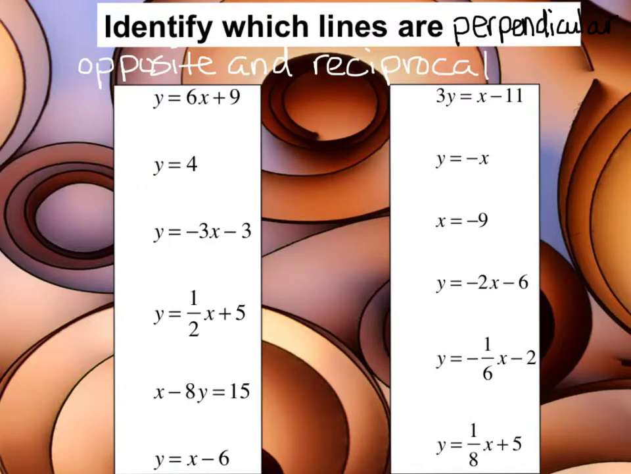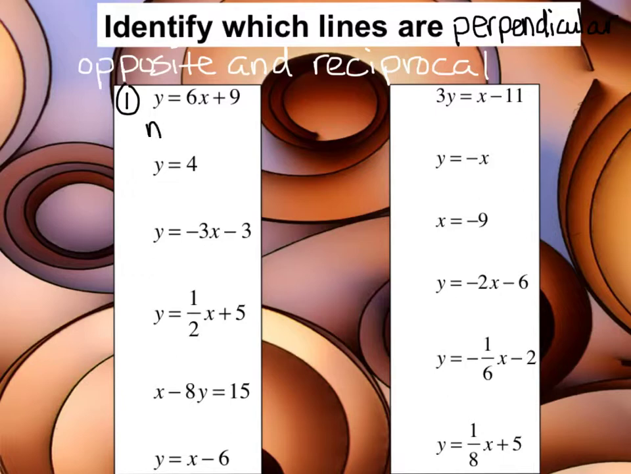Identify which lines are perpendicular. Just a reminder, perpendicular slope is opposite and reciprocal. So that means you've got to flip it and change the sign. Let's go and identify the slope for each equation first. Some of the equations are in slope-intercept form, some are in point-slope form, and some you need to change to slope-intercept form to find the slope.